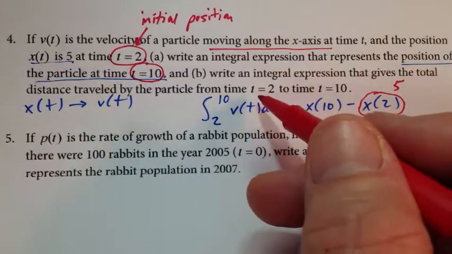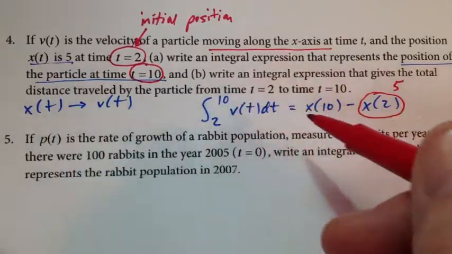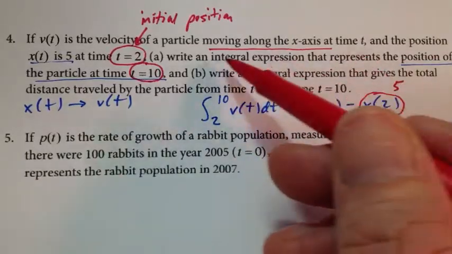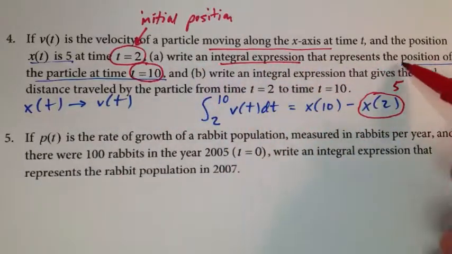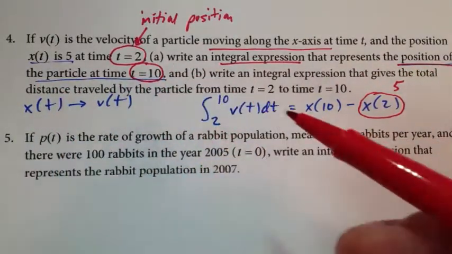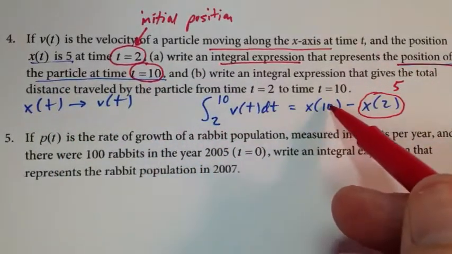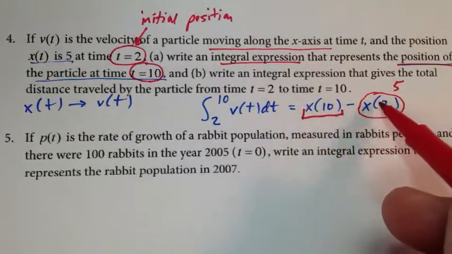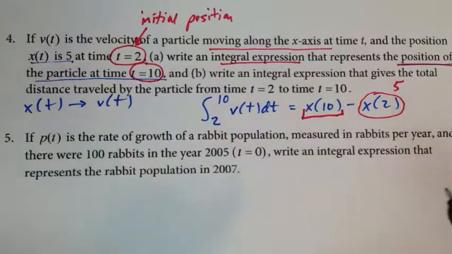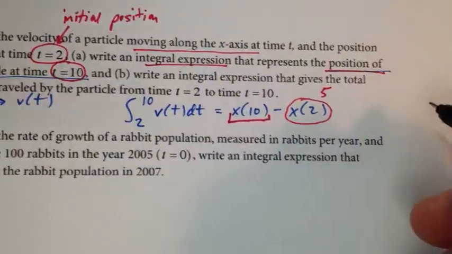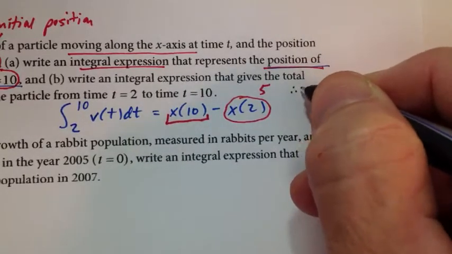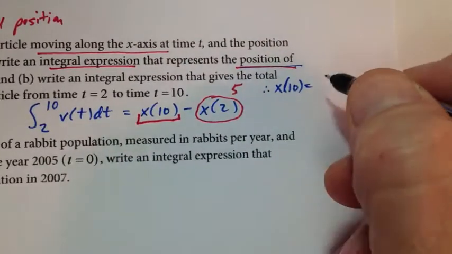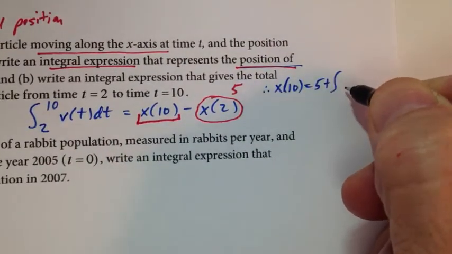And so, sometimes, I mean, this is the integral expression, so you don't have any way of evaluating this definite integral, but that's not what it asked. It said, write an integral expression that represents the position of the particle at time t equals 10. Okay, well, at time t equals 10, that's the position right there. That's what we want. Okay, well, x of 10 then, if we just add 5 to both sides, then it would be 5. So therefore, let's put that over here. So therefore, x of 10 would be equal to 5 plus the integral.